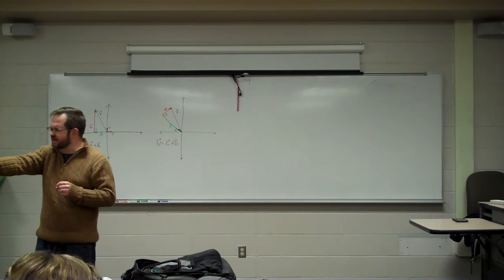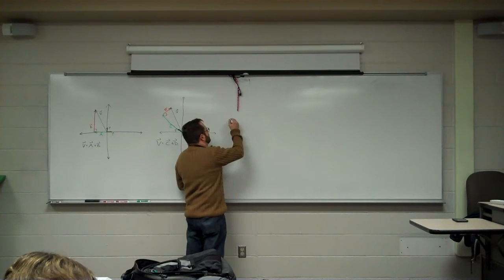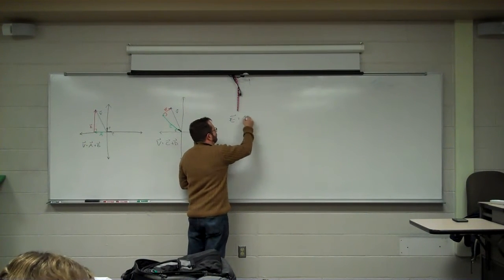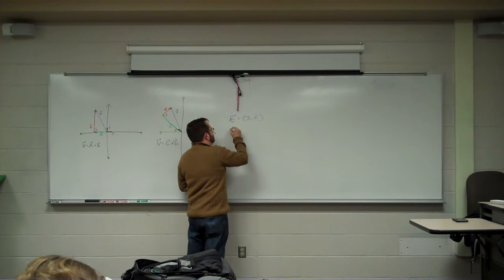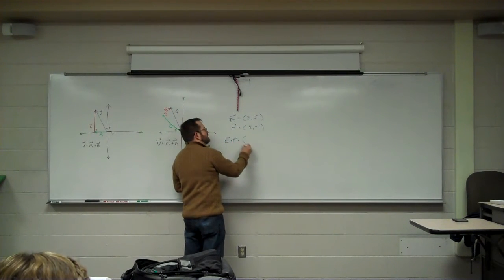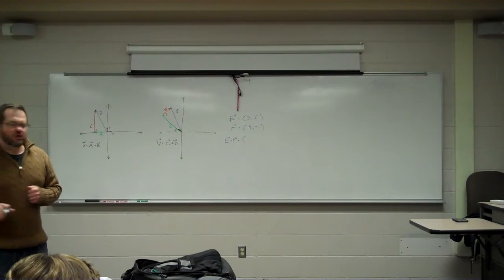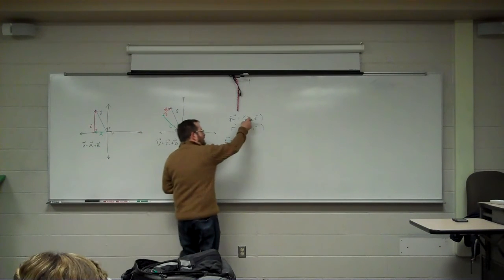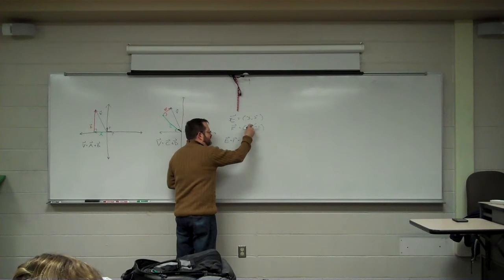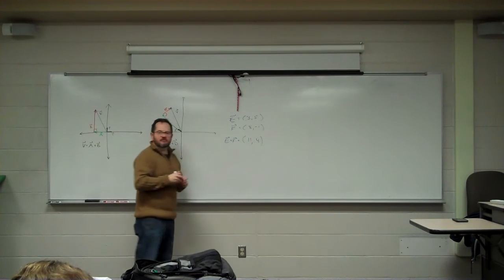You guys know how to add vectors, right? So if vector E is (3, 5) and vector F is (8, -1), what is E plus F? If we add 2 vectors like that, you add the first one to the first one, and you add the second one to the second one, and you get the sum.